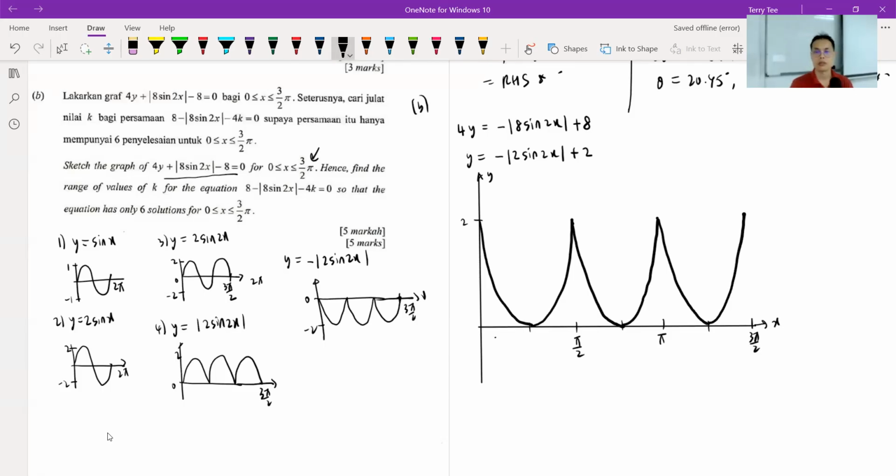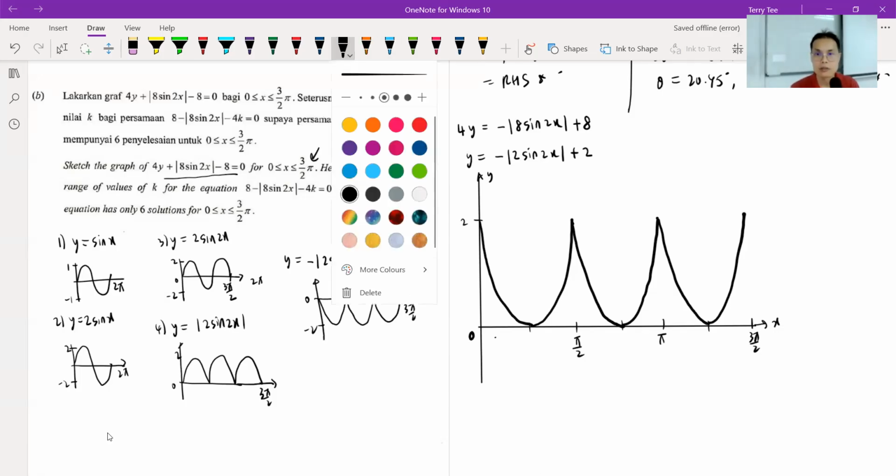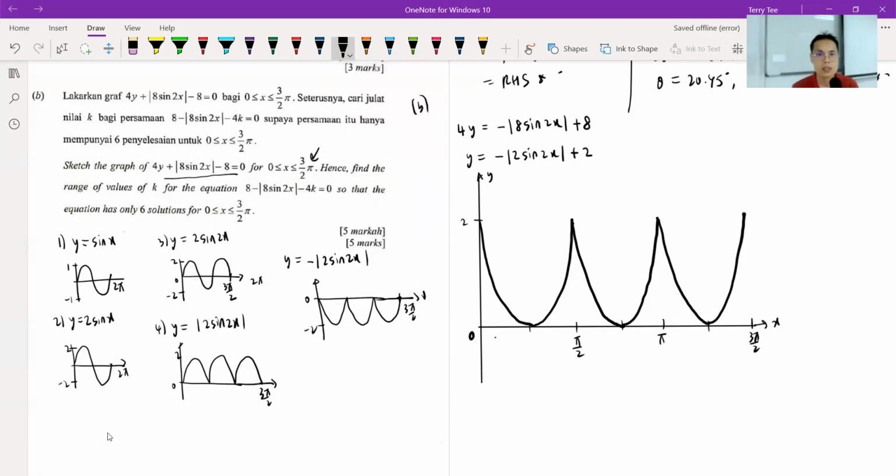Okay, so yeah, a bit hard to draw, right? Okay, so my graph is done. Now, the next part is this. I have to find the range of values of k for this equation such that the equation has 6 solutions.